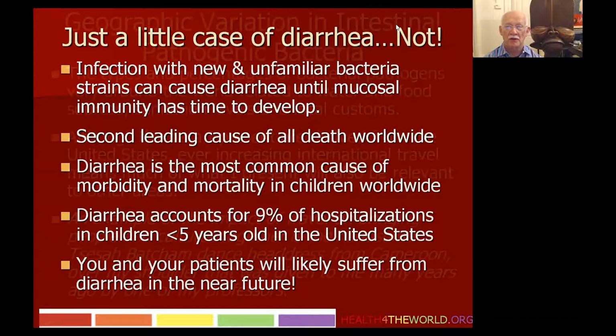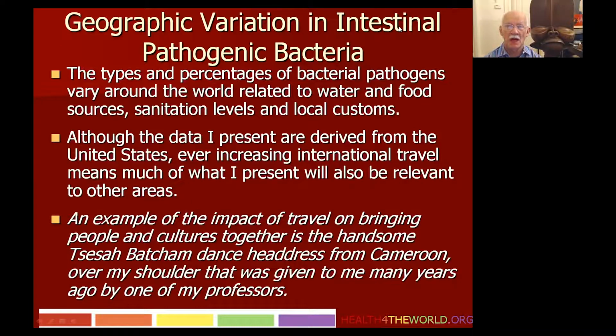There is geographic variation in intestinal pathogenic bacteria. The types and percentage of bacterial pathogens vary around the world, related to water and food sources, sanitation levels, and local customs. Although the data I present are derived from the United States, ever-increasing international travel means much of what I present will also be relevant to other areas.